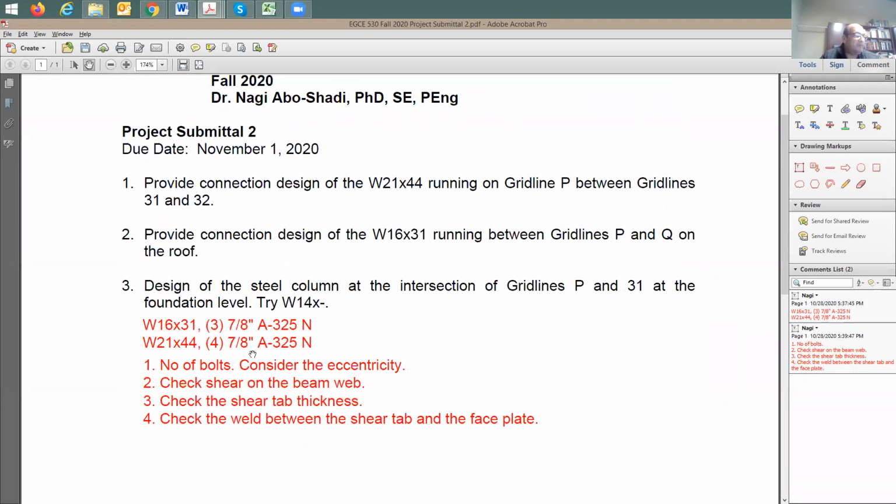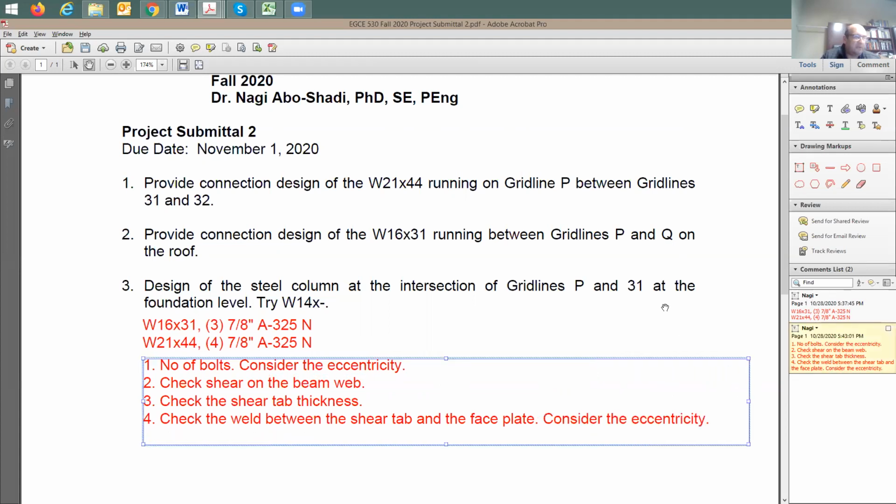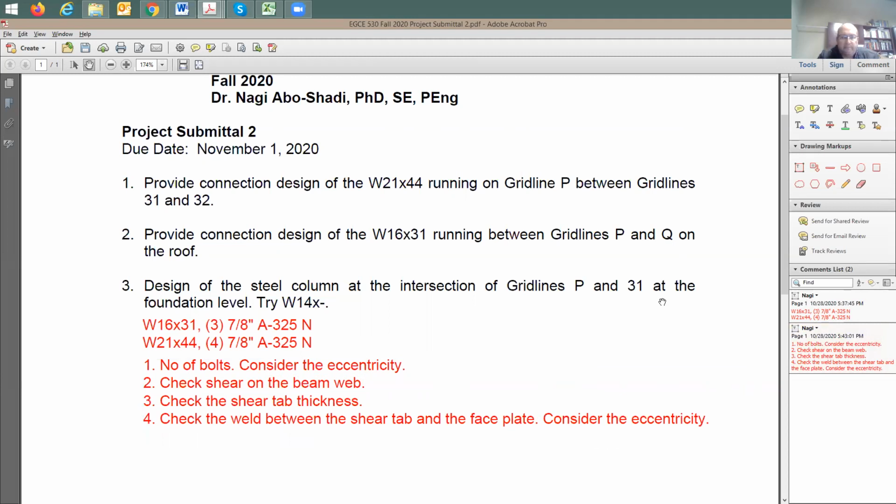Do not forget this, please. Okay. And also when you do the shear or the weld check, you need also to consider the eccentricity. Please don't forget these items. Otherwise, you're gonna be losing points for it. You don't want this.